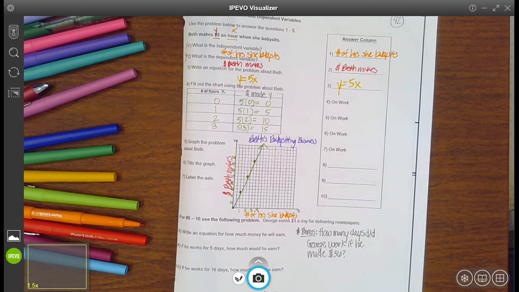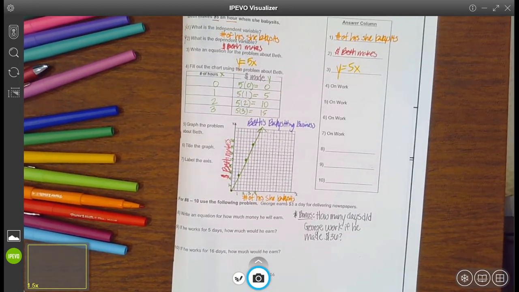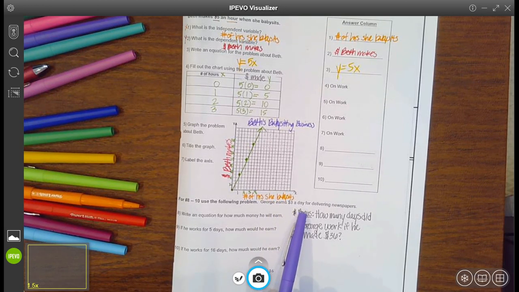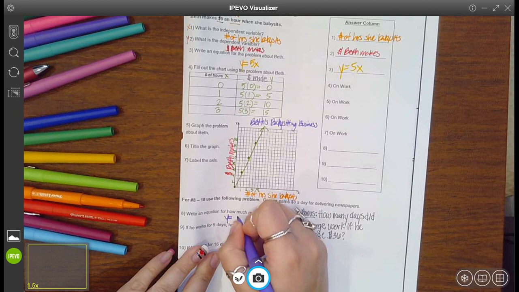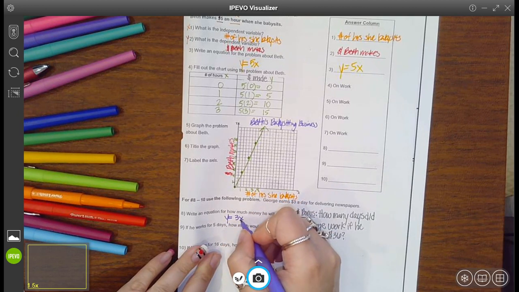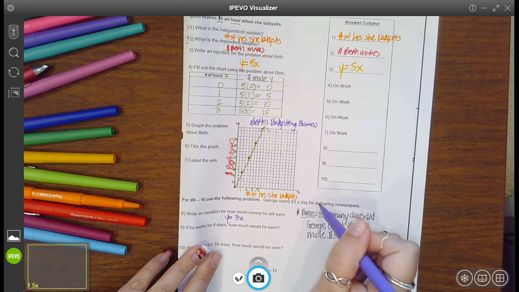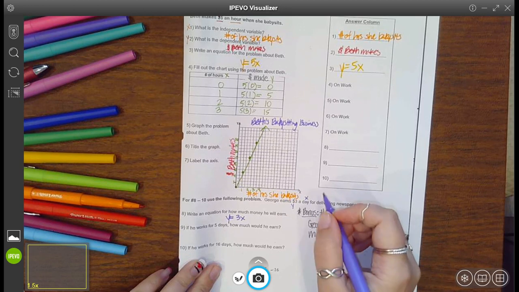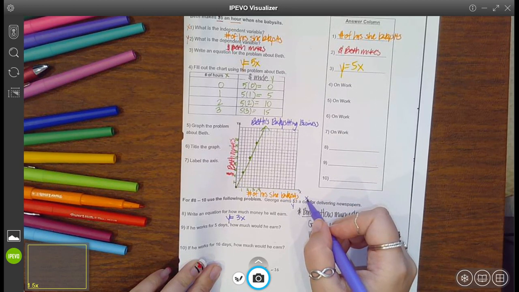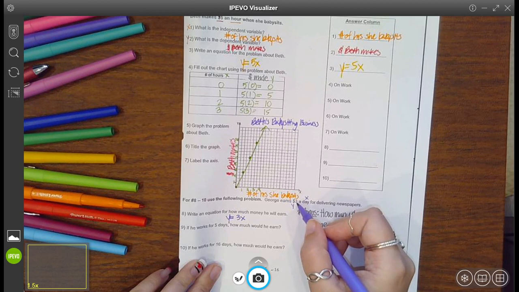All right. Now we did all the problems up through 7. Let's go ahead and take a look at number 8. Number 8 says, write an equation for how much money he will earn. How much money who will earn? We'll look at the problem right here. It says, George earns $3 a day for delivering newspapers. So y equals what? 3x, because however many days, $3 a day for delivering newspapers. So y per x. So that means however many days he does it, he gets money. And how much money? $3.